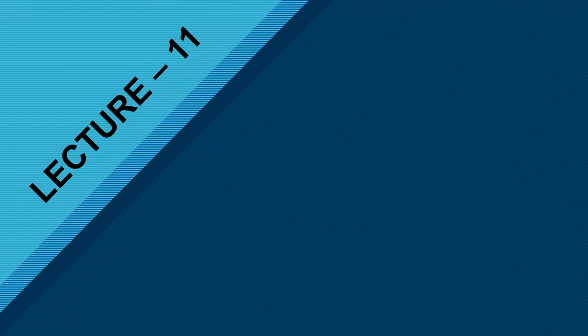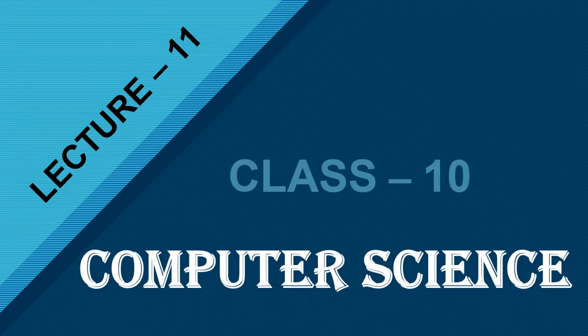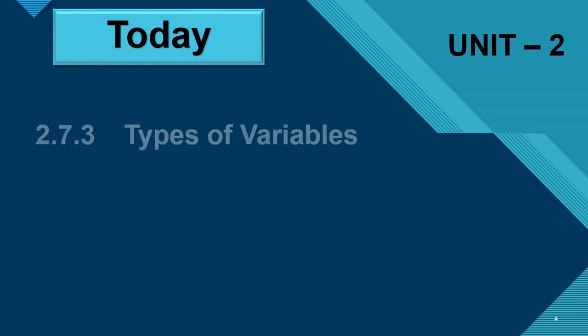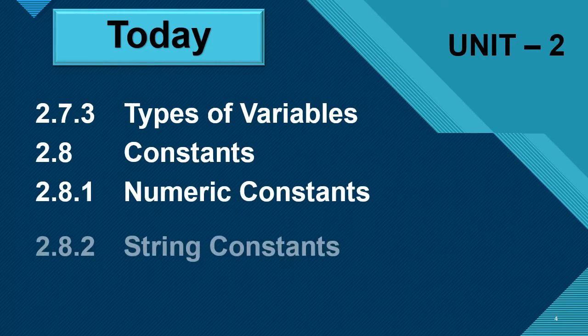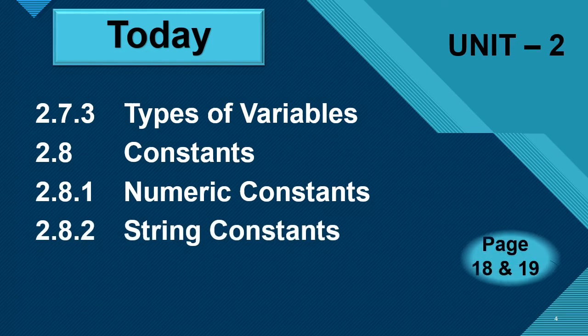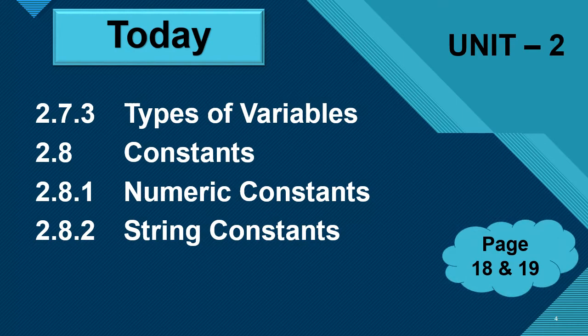Today we are here for lecture number 11 of Computer Science, class 10th. Today we are going to do types of variable, constants, and types of constants from unit number 2. These are given on page number 18 and 19 of your textbook.